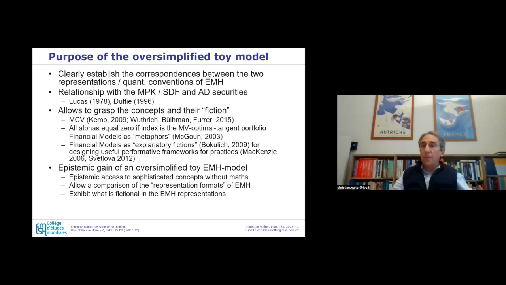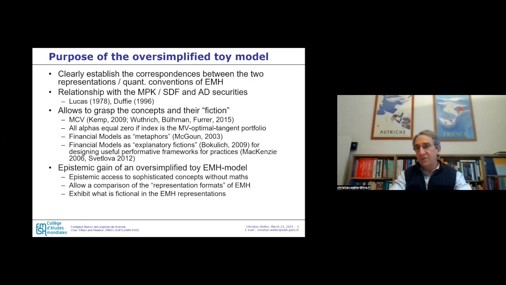And this is interesting because if we understand clearly what is fictional in these formats, it will be possible afterwards to discuss, and I think about the work of Emiliano, about finance inside, outside, and the role of finance for philosophy and specifically for finance.